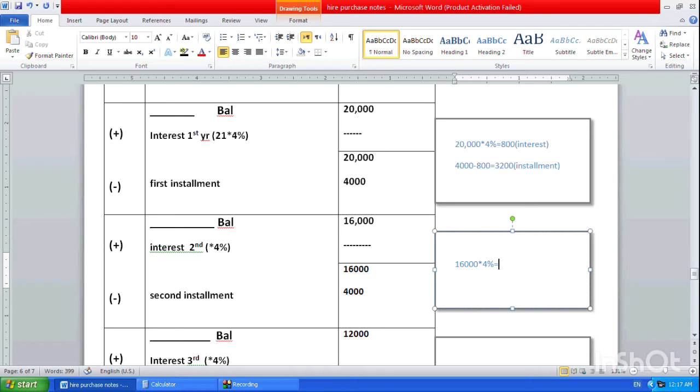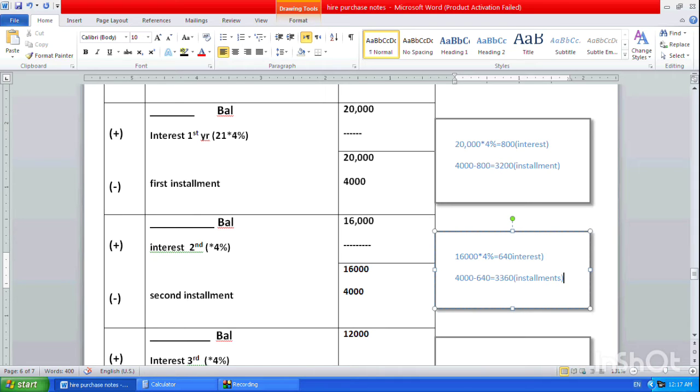How much we are getting is equal to 640 we are getting. So this is the interest. So 4,000 minus 640, we will get the installment. 4,000 minus 640 is equal to how much we are getting? Calculate this one. 3,360 is installment amount, actual installment amount. It is included with 640 interest. The overall will be 4,000.